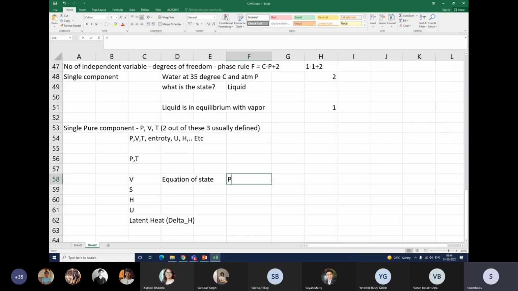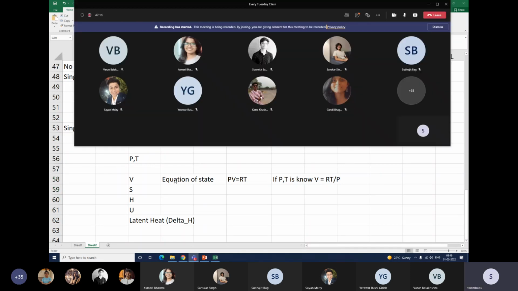So PV equals NRT. If I don't use N, then V will be the specific volume, so PV equals RT. Using this expression, if the pressure and temperature are known, we can calculate the volume, that is RT by P. Now, at what conditions is this ideal gas equation valid?